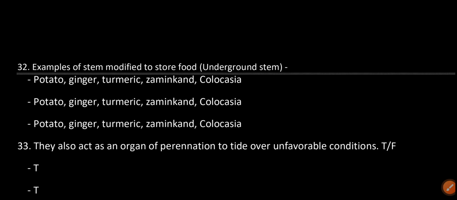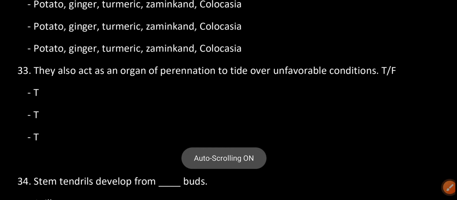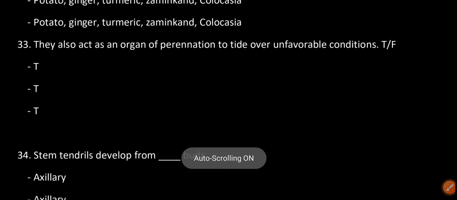Example of stem modified to store food: underground stem. Potato, ginger, turmeric, zamikand, colocasia. They also act as organs of perennation to tide over unfavorable conditions.